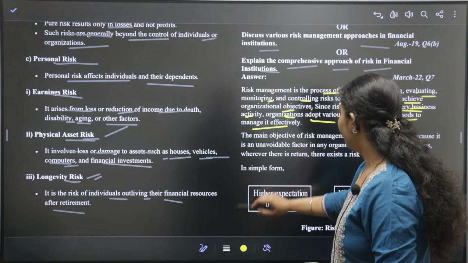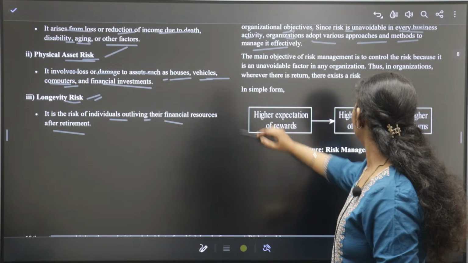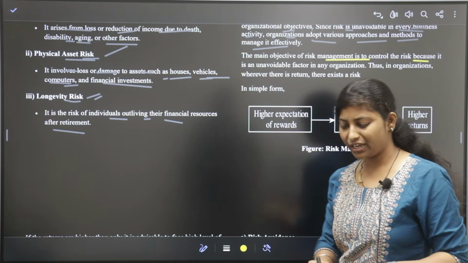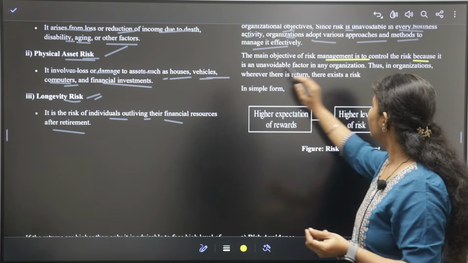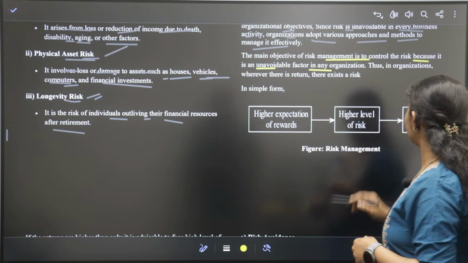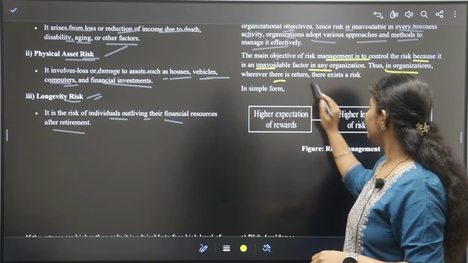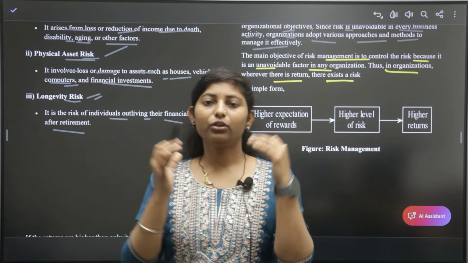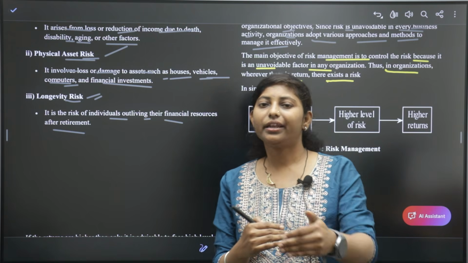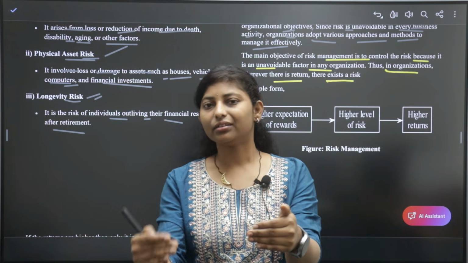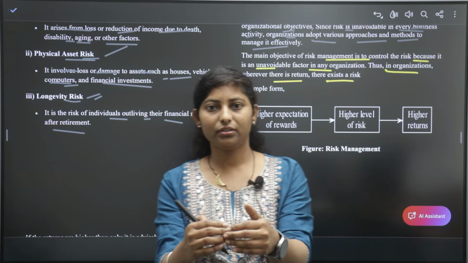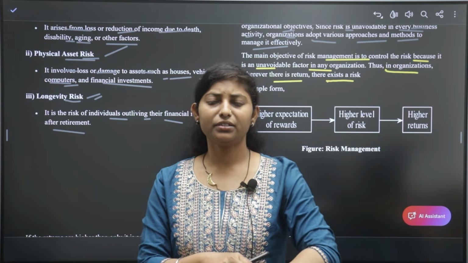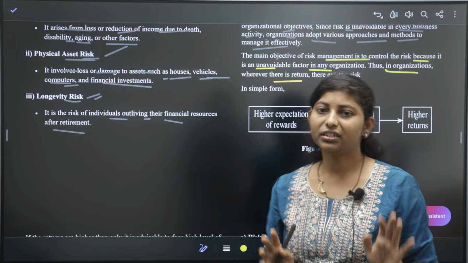Next, the main objective of risk management is to control the risk, because it is an unavoidable factor in any organization. Wherever there is return, there exists risk. Wherever you want profits, a high amount of returns, there is risk. We cannot avoid this risk, but we need to manage or control it, with different approaches and different methods, so that you can run the business and manage it effectively.